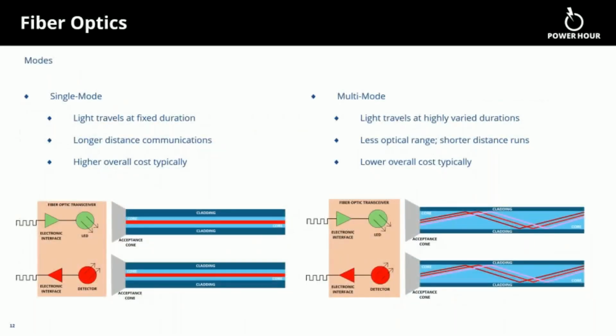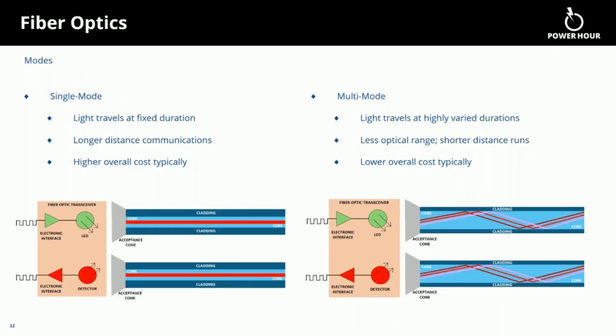Okay, so to drill down a little bit deeper, the two main modes of fiber are single mode and multi-mode. Single mode fiber has a much smaller core diameter. Because of this, it only allows a single light mode to propagate and allows that light to travel at a fixed duration. The smaller core in the single mode cable allows for high bandwidth over longer distances. I believe that's up to 40 kilometers, and that's with minimal signal distortion.